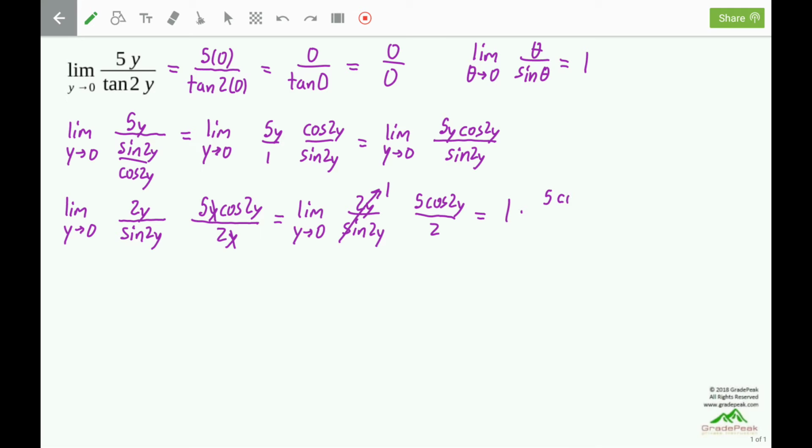That will give us 5 cosine of 2 times 0 divided by 2. 1 times anything is that same thing, so we're going to have 5 cosine of 2 times 0, which is a 0, divided by 2. Cosine of 0 is a 1, so we'll have 5 times 1 divided by 2, and that equals 5 over 2.